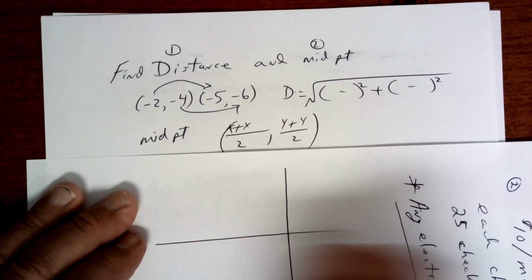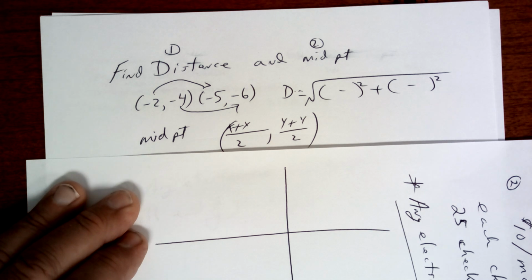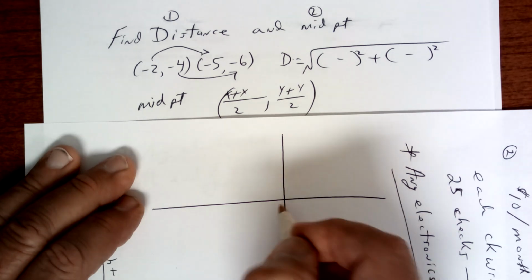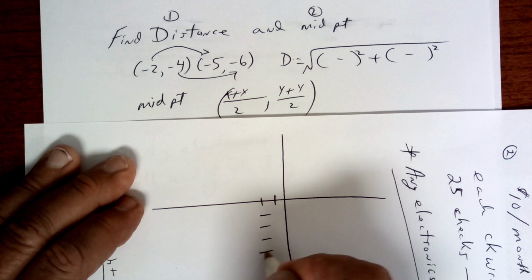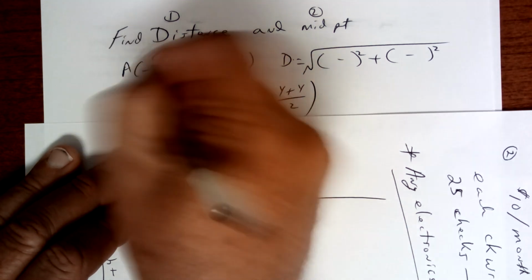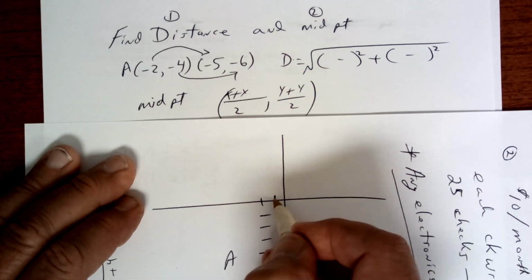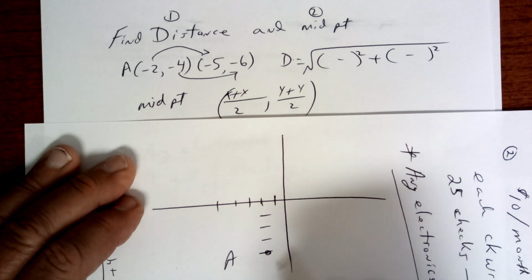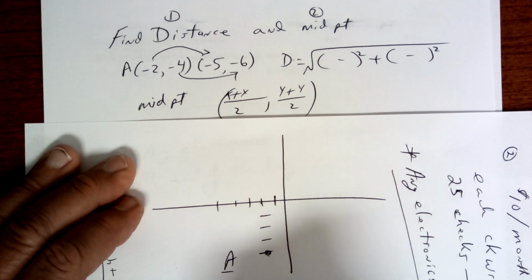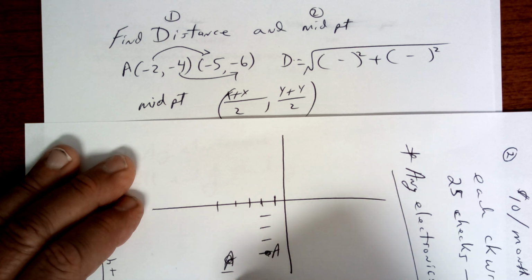So go ahead and graph it. Go over 2, negative, and then down 4. Put a point. We'll call this one A. And then go -5, and then go down 6. So this was 4, 5, 6. And we'll call this one B, this one A. So the distance between here is the square root of 13.